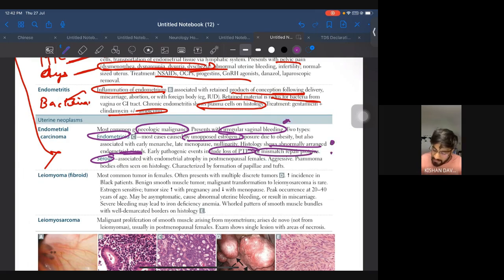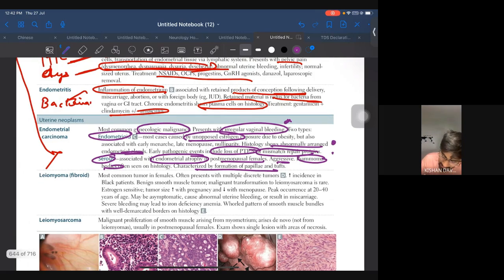Serous may be associated with endometrial atrophy in postmenopausal females, aggressive. Psammoma bodies are seen on histology, characterized by formation of papillae and tufts. So what is happening in the endometrium? In the other type there is an increase in estrogen exposure, whereas in serous there is atrophy of the endometrium. Atrophy of endometrium is very high yield. You will be easily able to diagnose.